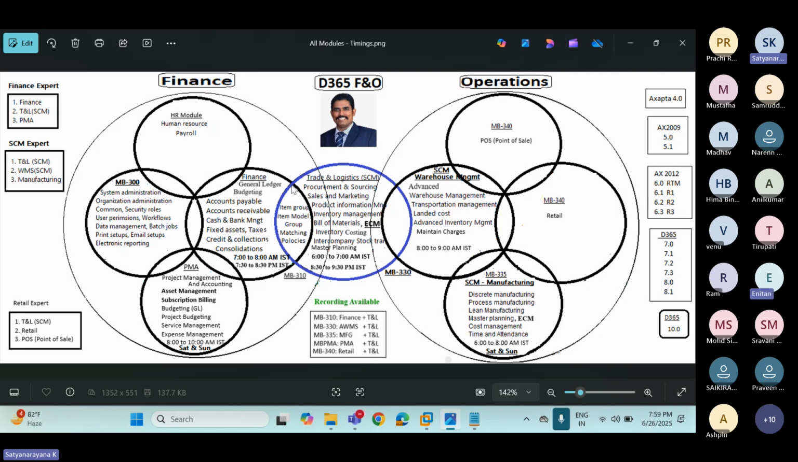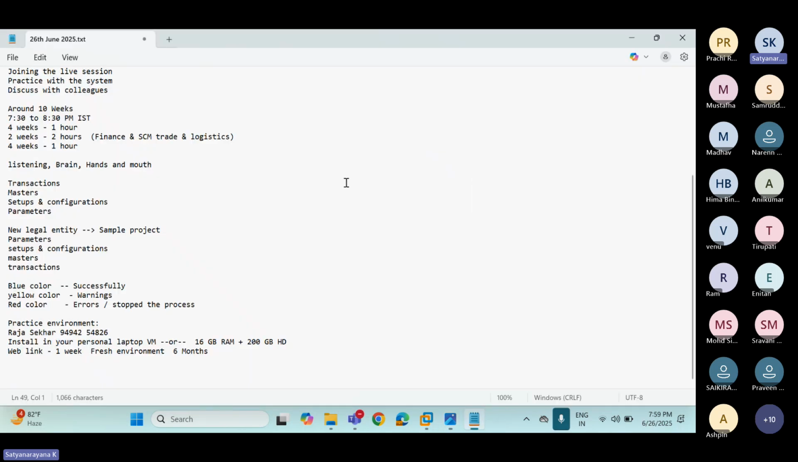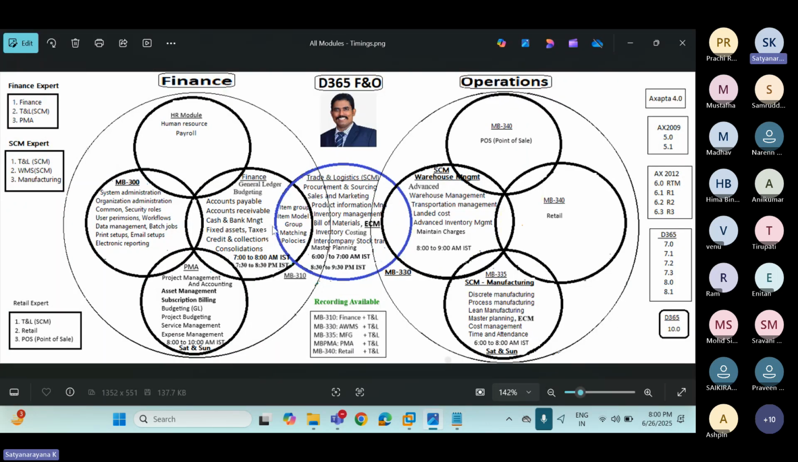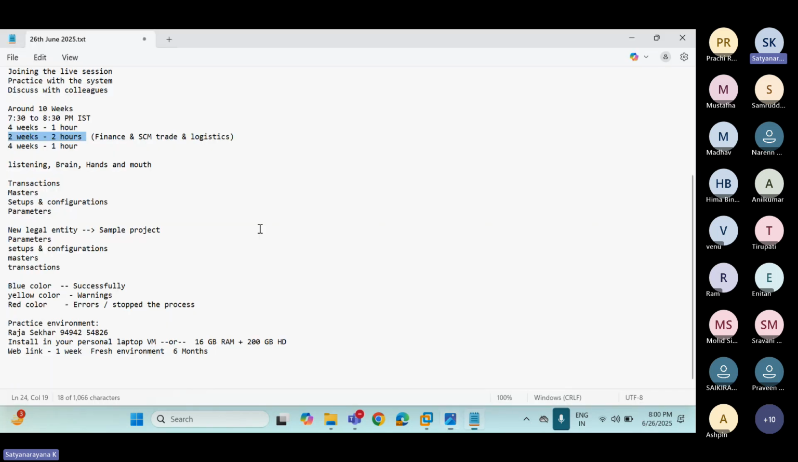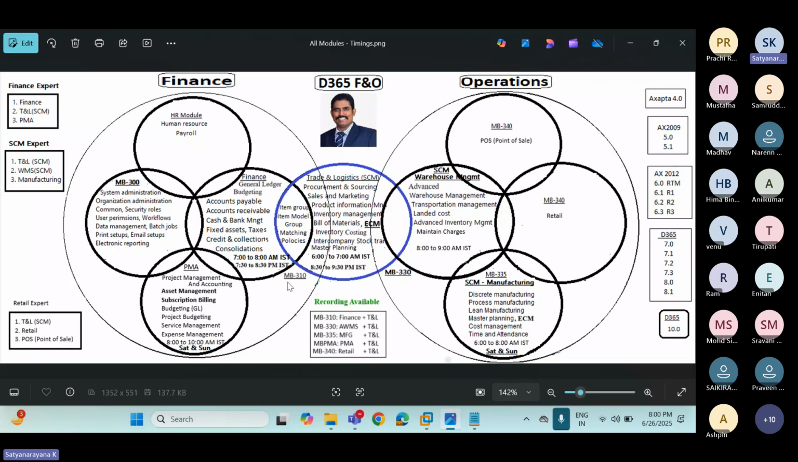All these things will be covered. Along with this, partially some SCM-related topics like item group, item model group, prepayment invoice functionality, and matching policies, because these are the intersection between the two. I told you that for 2 weeks I'm going to combine them. It is a combined 2-hour session. So the finance team will learn a little bit about trade and logistics SCM, and the SCM team will learn a little about finance. So there is an overlap, and that overlap is 2 hours. And the remaining are the modules you are going to learn.